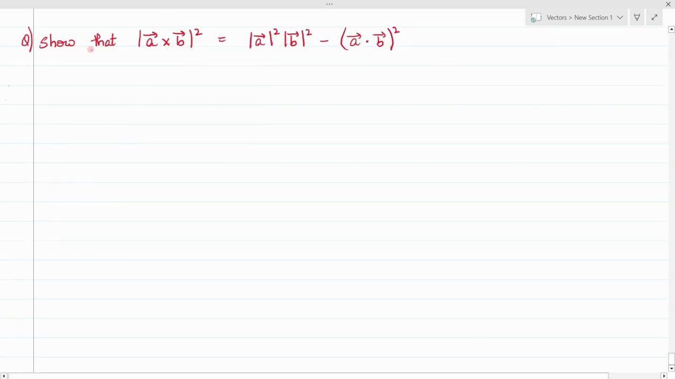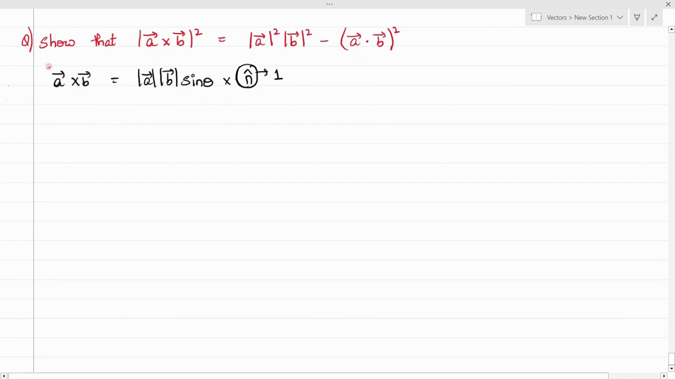There's a question over here in which we need to prove or show that these two expressions are equal. The first step to approach this question is the formula of A cross B that we have just discussed, that is magnitude of A, magnitude of B into sine theta and into n cap, but n cap is a unit vector, so this value becomes 1 over here.